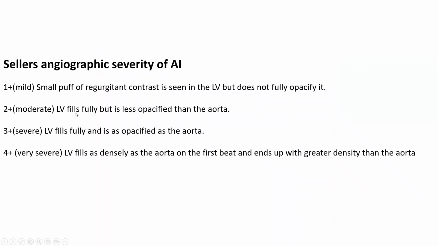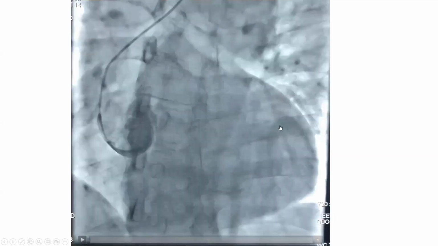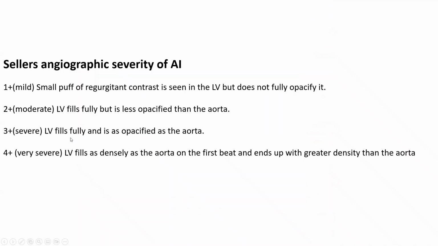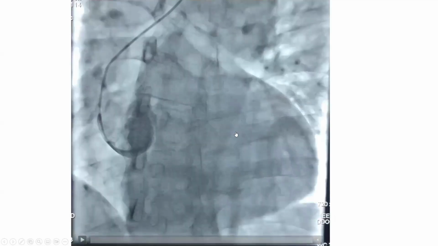2+, the LV fills fully, but is less opacified than the aorta throughout the whole injection. It never fills as much as the aorta here at this level above the catheter. 3+ means the LV fills fully and is as opacified as the aorta eventually.